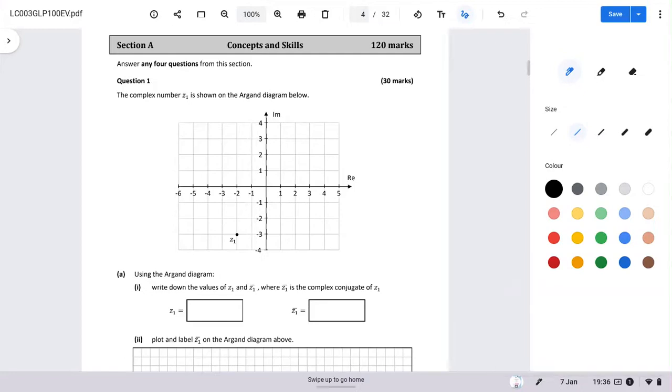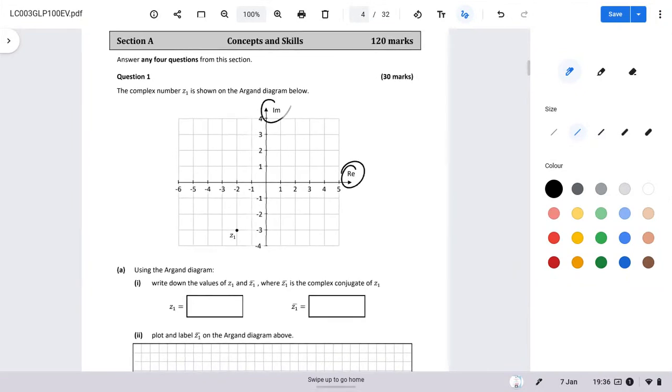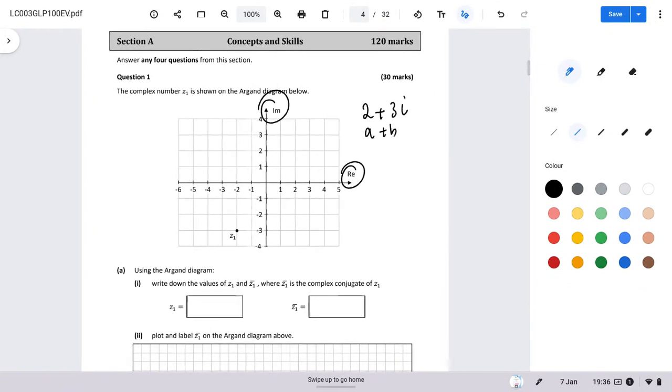So here we're looking at 2022 complex numbers. The complex number Z1 is shown in the diagram below. Here we can see when you're plotting these, you've got a real part and an imaginary part. A complex number is anything of the form like 2 plus 3i. Generally it is in the form a plus bi. So your real numbers go here, your imaginary numbers go on the y-axis.